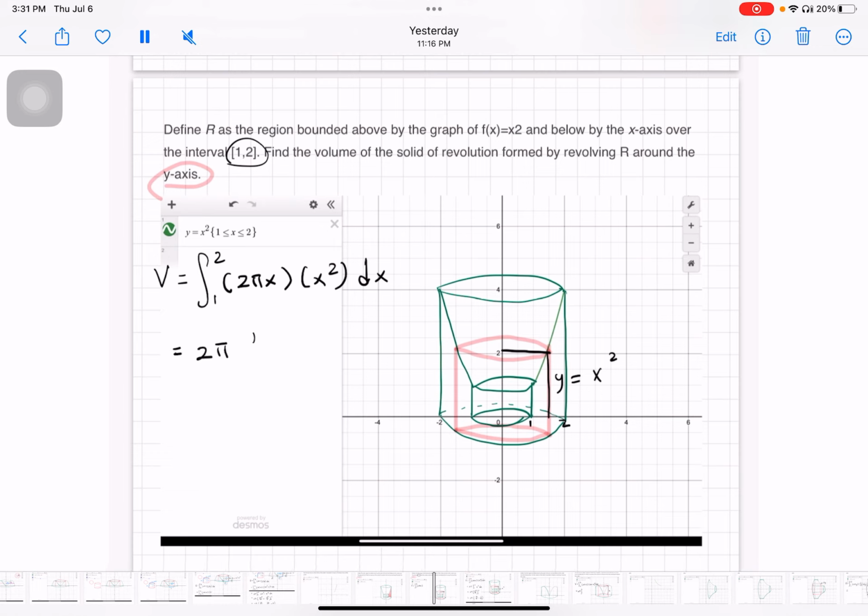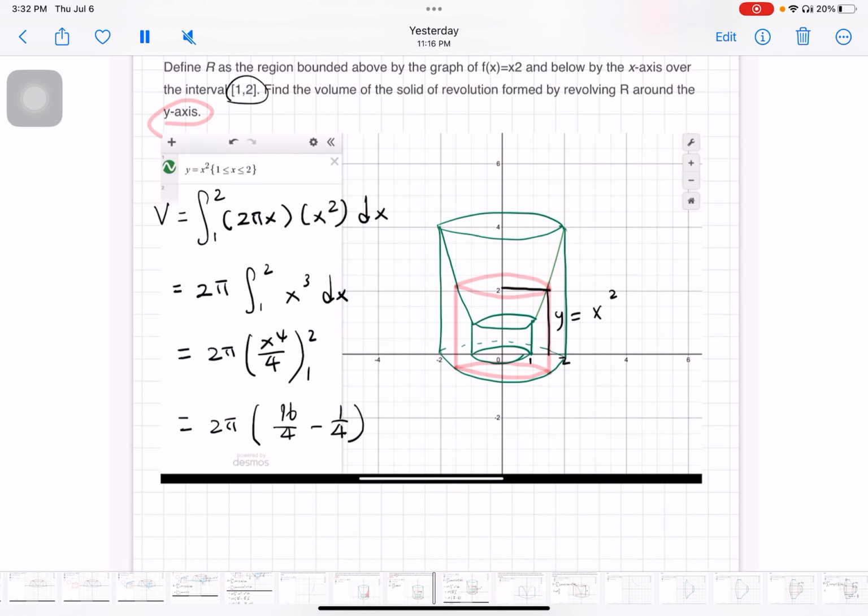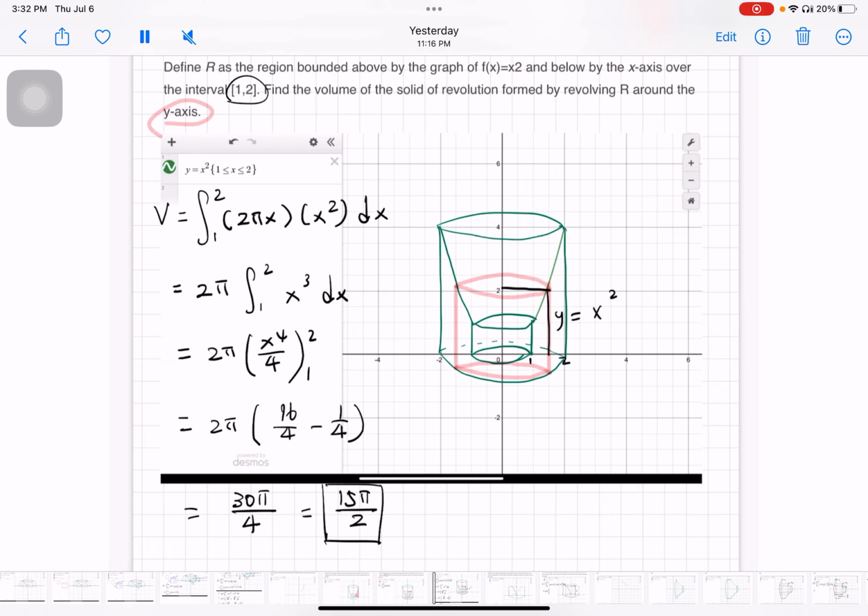Now we can evaluate it, pull out the constant 2 pi to the front. We got the integral from 1 to 2 of x cubed dx, which is x to the 4th over 4, evaluated from 1 to 2, which is 2 pi times 16 over 4 minus 1 over 4, which is going to be 4 minus 1/4, or 15 over 4 times 2, 30 pi over 4, divided by 2, 15 pi over 2.